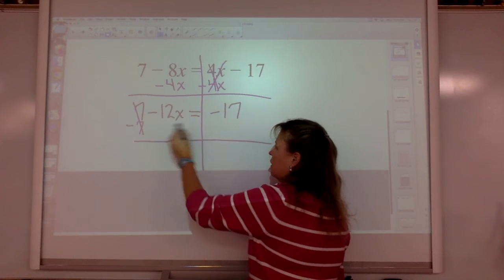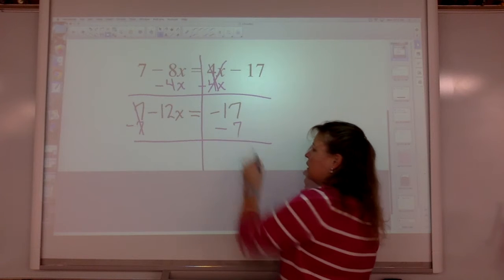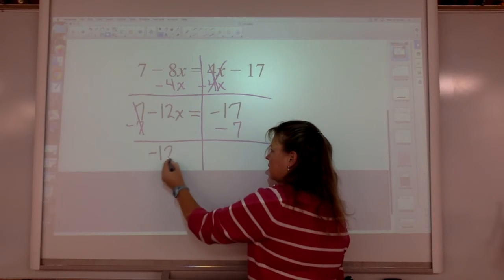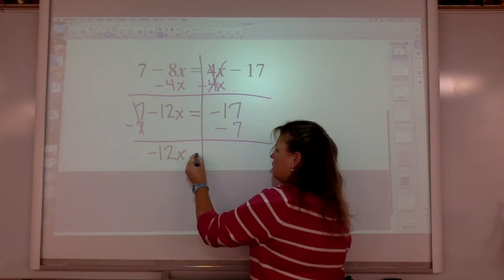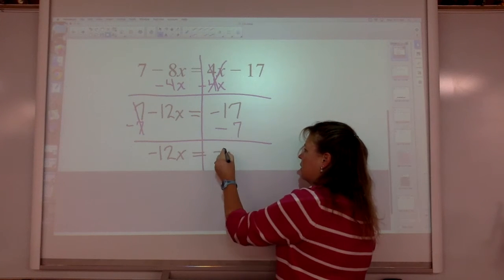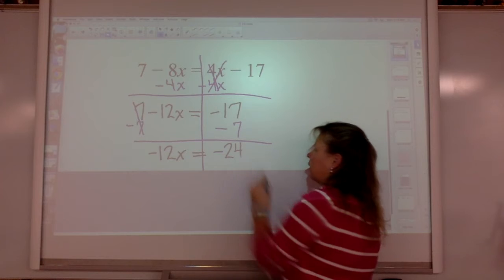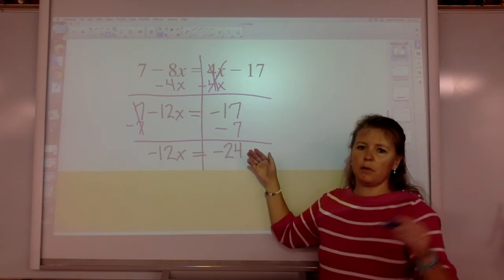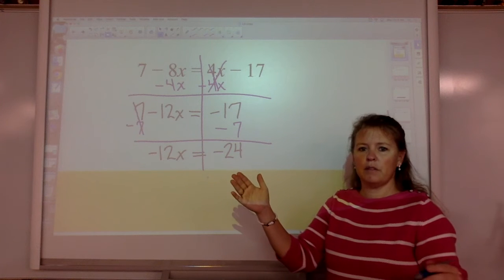Whatever you do to this side of the equation, you have to do to this side of the equation. What are you left with? Negative 12x equals negative 24. Step 1, we moved the x's. Step 2, we moved the numbers. They both went the exact opposite way of each other.